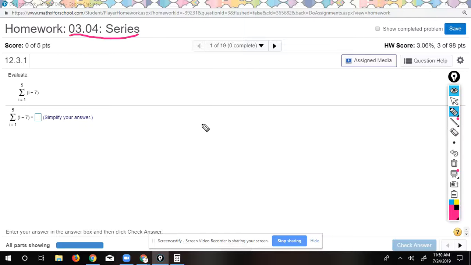Okay, first thing, evaluating this little thing. This guy is sigma. What he means is it's the summation. So what you're supposed to do when you see that guy is you're supposed to add. So this is saying we're going to start at 1 and go to 5, and we're going to add all of those evaluated in this expression.